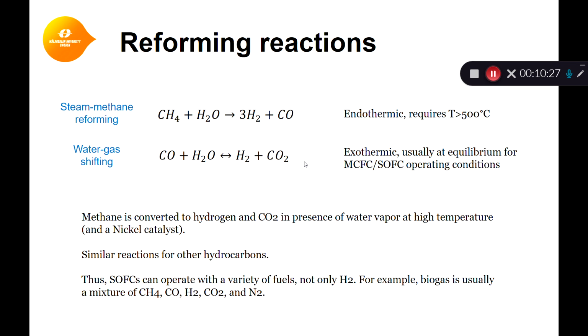Similar reactions happen also with other hydrocarbons that contain carbon and hydrogen. So, in fuel cell, where the operating temperature is higher than 500 degrees C, in presence of a catalyst and steam, this reaction can occur spontaneously. And this is why in MCFC and SOFC, methane can also be used as a fuel because it will be automatically converted in hydrogen, which then takes part in the reactions to produce current.